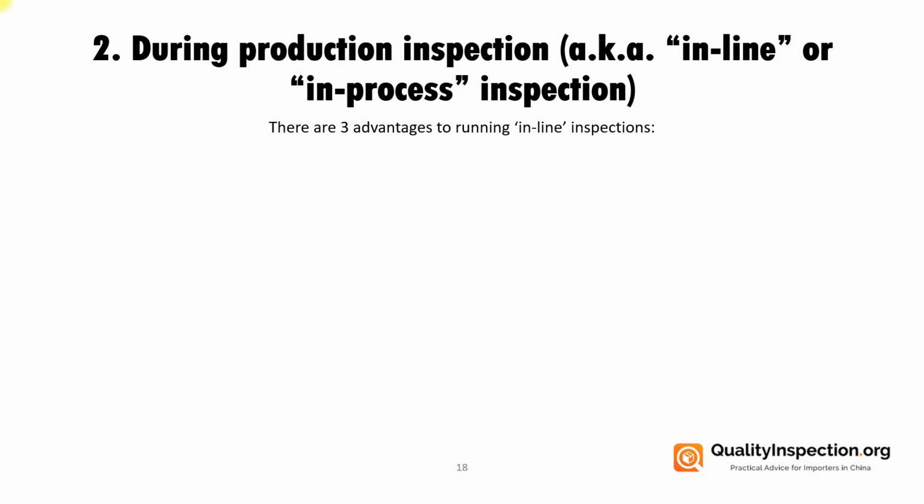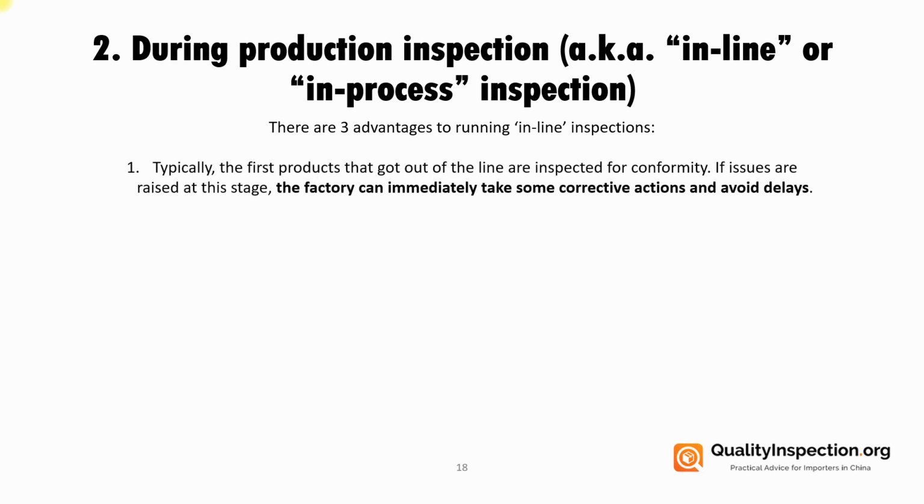So if you do inspect during production, you get 3 advantages. Firstly, the first products that got out of the line are all inspected for conformity to your requirements. If any issues are raised at this stage, it's possible for the factory to take some corrective actions and therefore avoid long delays caused by checking after the fact.